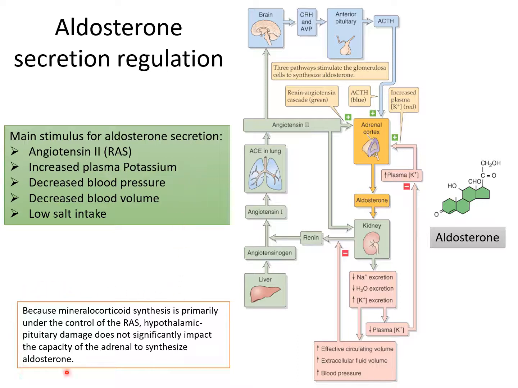And what shows up on tests a lot, on boards and STEP and all that, is this box here: the RAS system, the renin-angiotensin system, is under a different set of controls. Hold on, I got that mixed up. I'll just read it. Because mineralocorticoid synthesis is primarily under the control of the renin-angiotensin system, hypothalamic pituitary damage does not significantly impact the capacity of the adrenal to synthesize aldosterone.